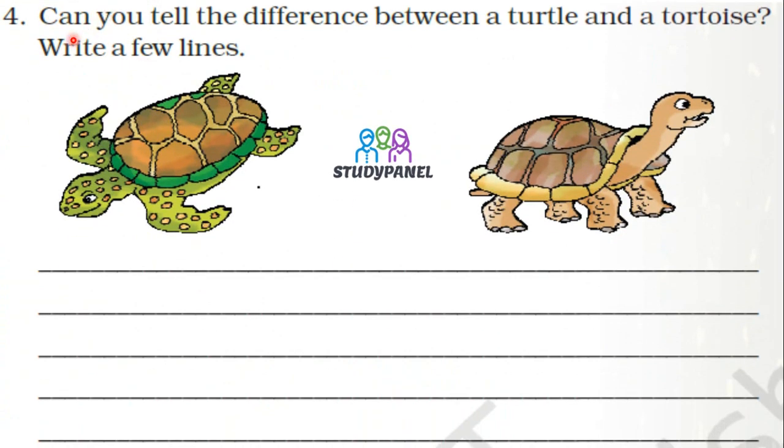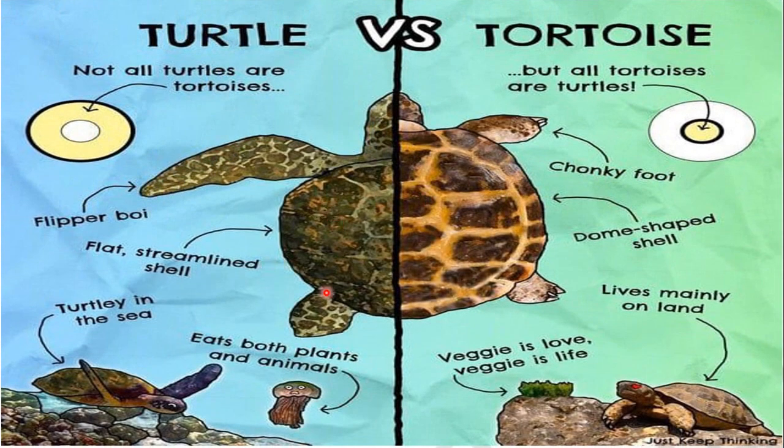Yes. Now, can you tell the difference between a turtle and a tortoise? Write a few lines. Now, we'll find out the difference. See, this is the difference. This is turtle. This is tortoise. See the flippers: if you observe the legs of this turtle and this tortoise, you can see these are flippers, which means they are useful in swimming in water. The feet of the tortoise are club-like, meant for land, so the turtle stays more in water and the tortoise stays more on land.